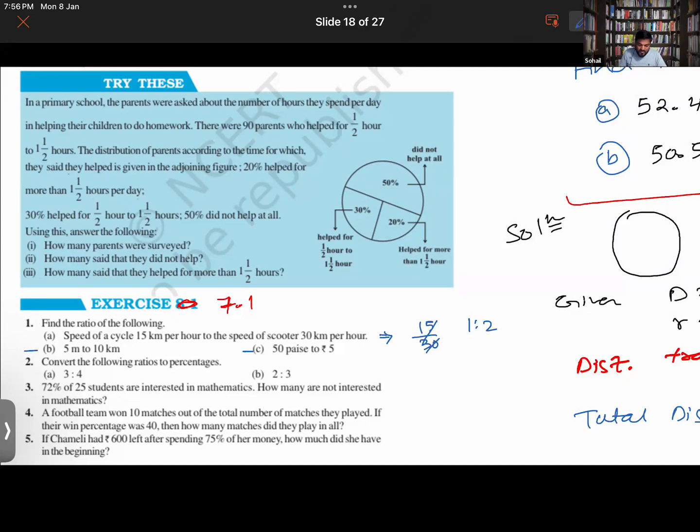Now question number B and question number C. 5 meter to 10 kilometer. So now you guys start solving question number B and C and give the answers in the chat box. Once we are done with this chapter, there are so many things remaining to be discussed. Simple interest, compound interest, we haven't even started discussing that. So quickly solve these questions.